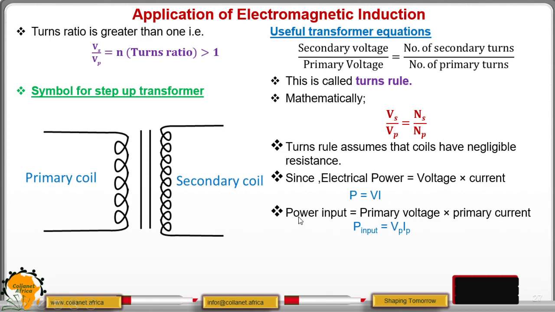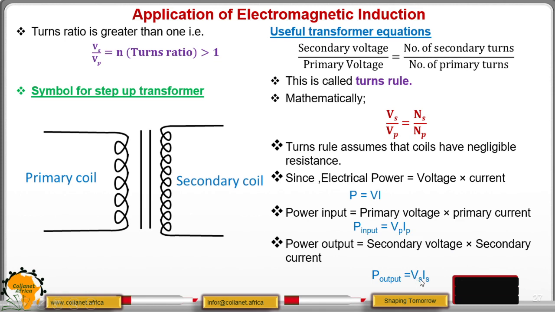So when we talk of power input, it will be the primary voltage times primary current, that is Vp multiplied by Ip. And the power output will be secondary voltage times secondary current. In other words, it will be Vs multiplied by Is. Note that for the input we are talking of the primary, and for the output we are talking of the secondary coil.